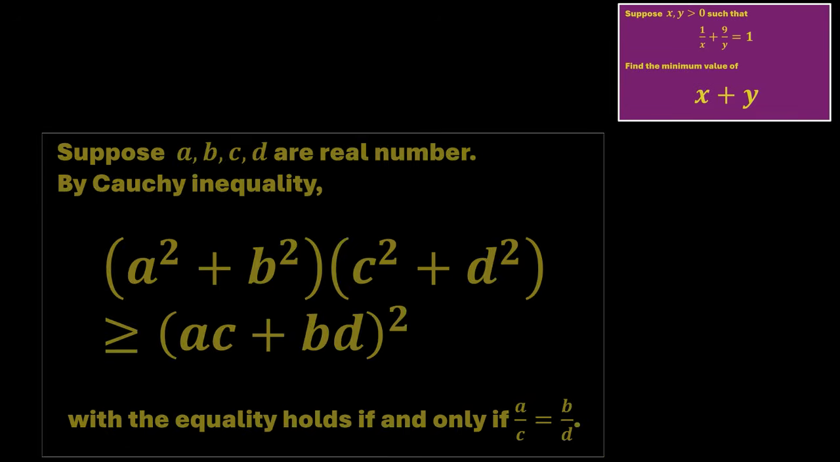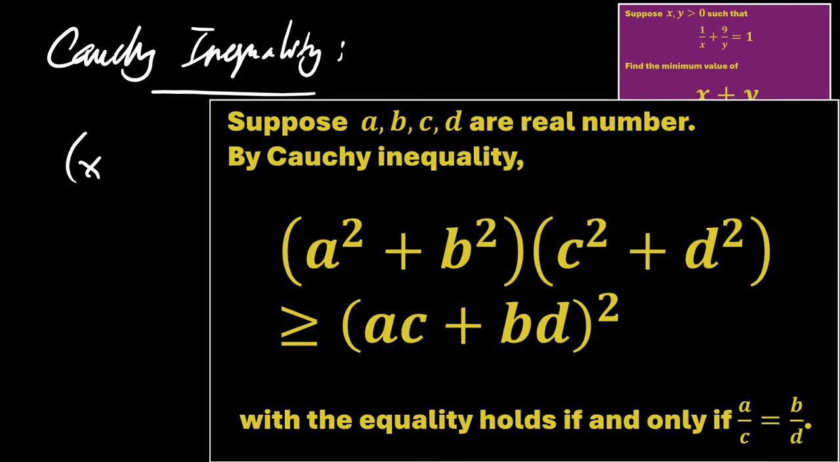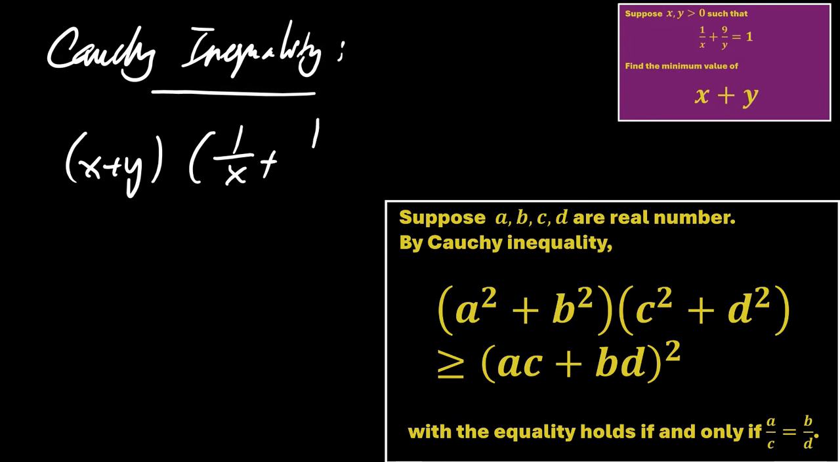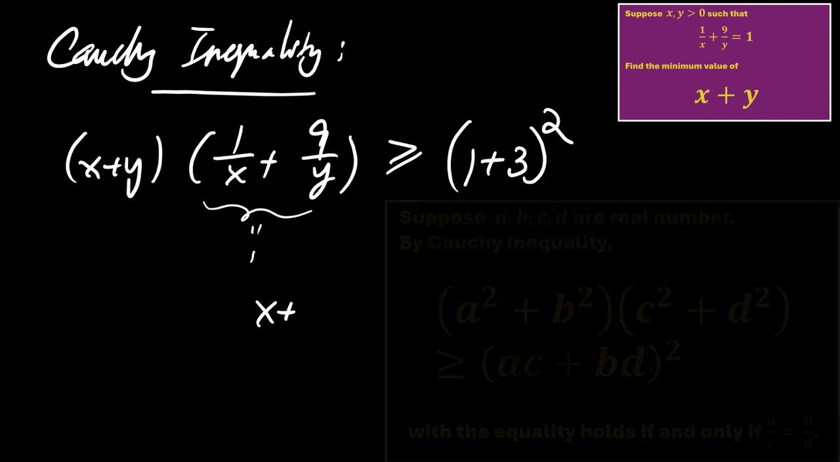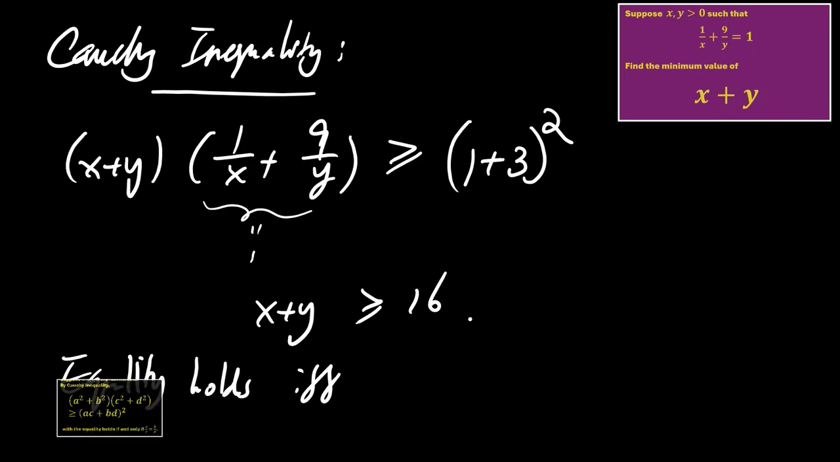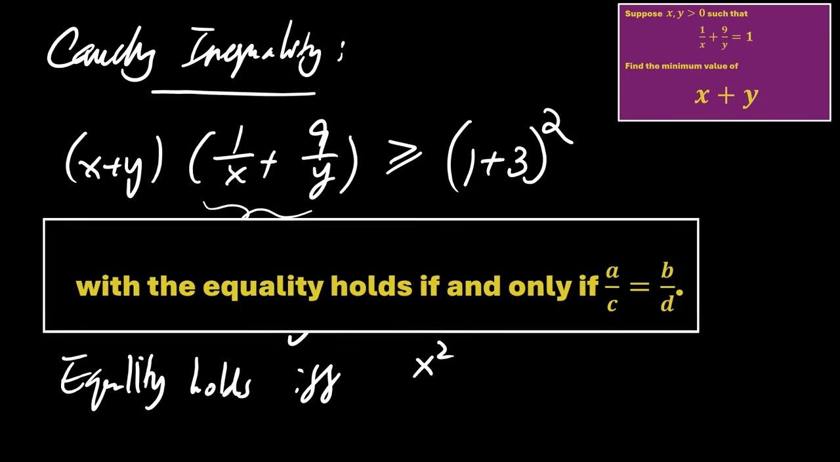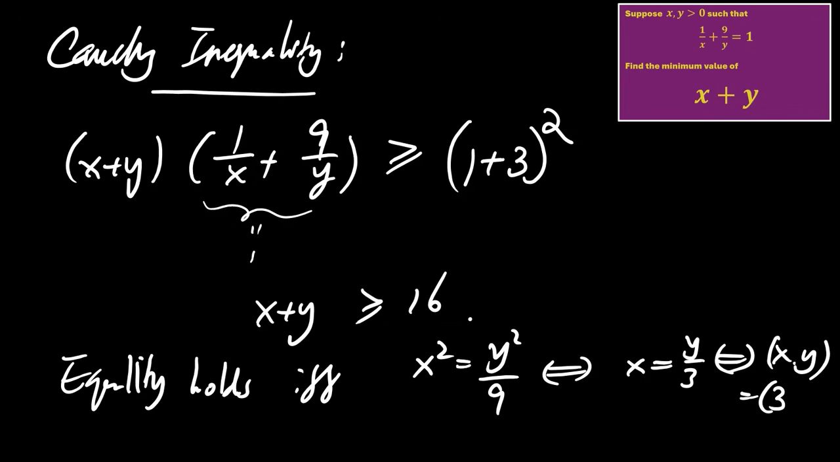Of course, for those who have learned the Cauchy inequality, we can get this answer directly. x plus y times 1 over x plus 9 over y will be greater than or equal to 1 plus 3 squared. And this equals 16, meaning that x plus y will be greater than or equal to 16. Equality holds if and only if x squared over 1 equals y squared over 9, which means that x equals y over 3. The same conclusion, x, y equals 4 and 12.